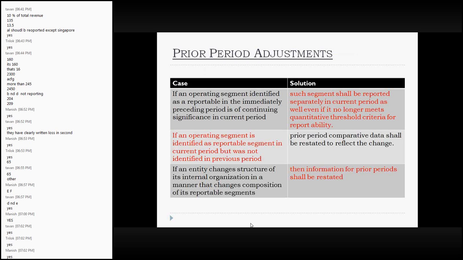And if an operating segment is identified as a reportable segment this year but was not a reportable segment previously, what will we do? We'll restate the prior period comparative data to reflect the change. It is a requirement under IFRS that we also produce comparative information. And if an entity changes its structure of internal organization in a manner that changes its reportable segments, prior period information will also be restated for these reportable segments. So these are the prior period adjustments required in case of operating segments.